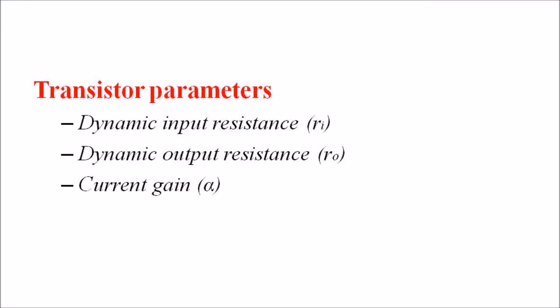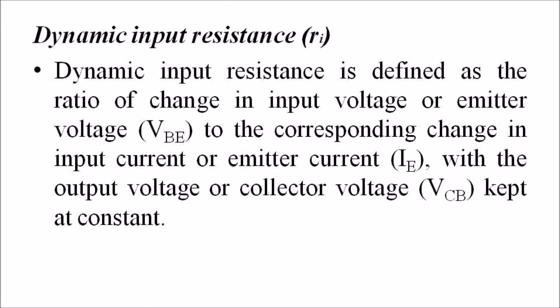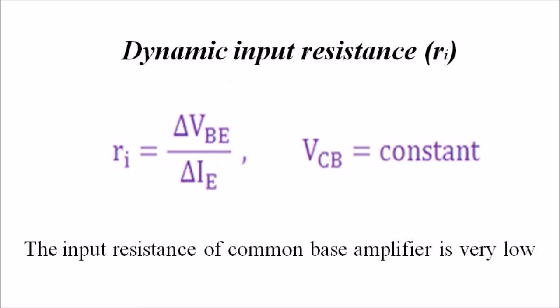So when it comes to the different transistor parameters, the first parameter is the dynamic input resistance, which is represented as Ri. The dynamic input resistance is defined as the ratio of change in input voltage or emitter voltage to the corresponding change in input current or emitter current, with the output voltage or collector voltage kept constant. That is, Ri is equal to delta VBE by delta IE, with VCB kept constant. The input resistance of the common base amplifier is very low.